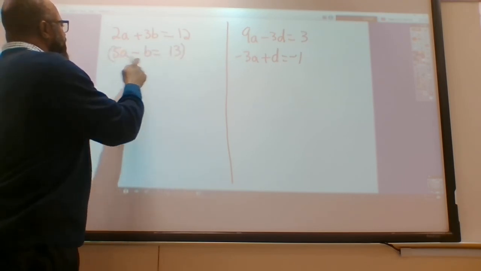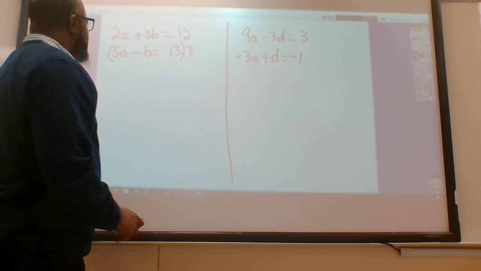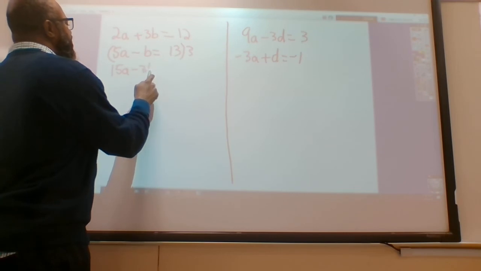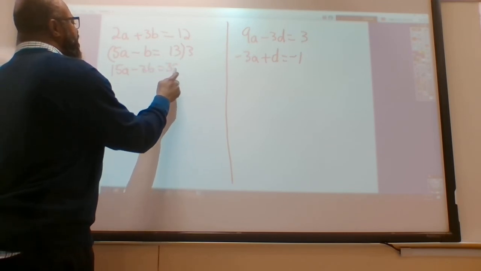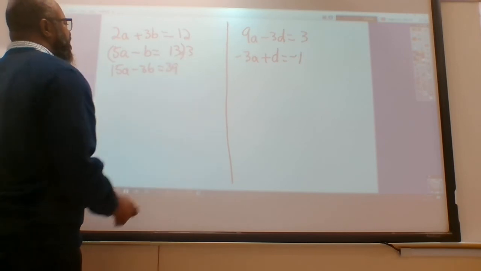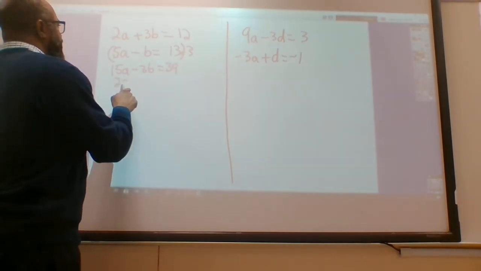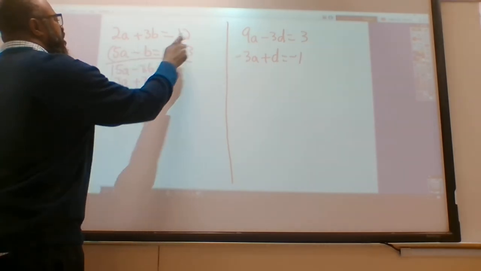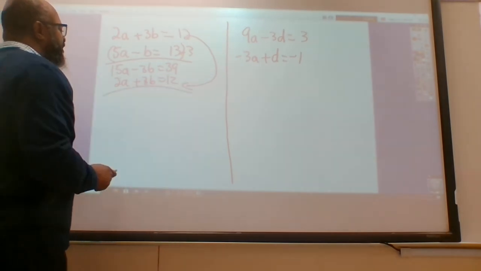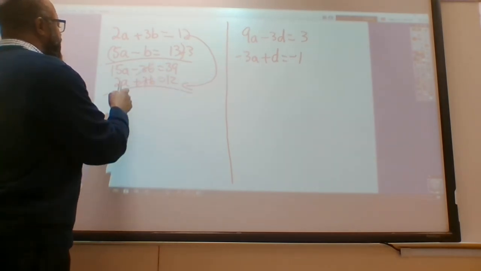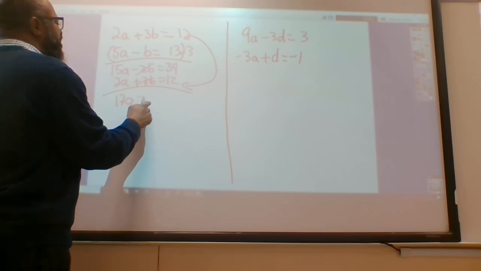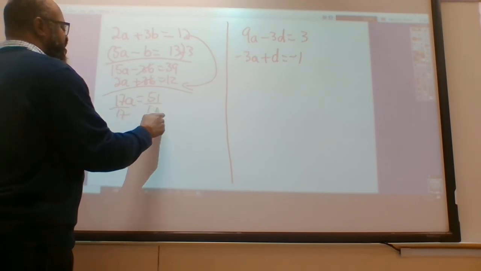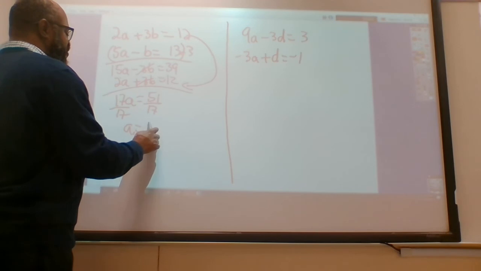Therefore, I must multiply this by 3 so I can get my negative 3b. So I will end up with 15a minus 3b is equal to 39. Multiply everything by 3, and the other equation is 2a plus 3b is equal to 12. So I bring this equation down so I can combine them. This cancels, and I will have 17a is equal to 51. Divide both sides by 17. In this case, a is 3.